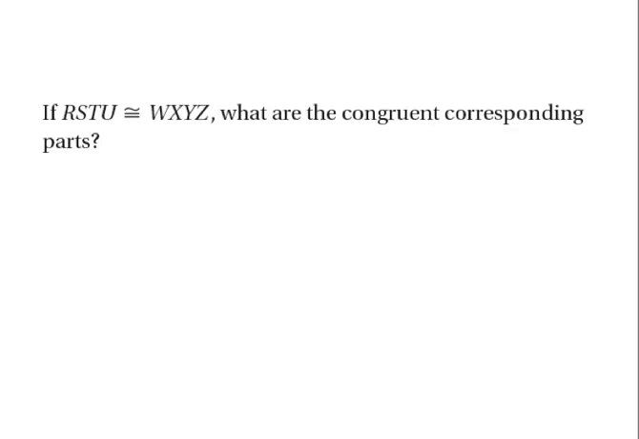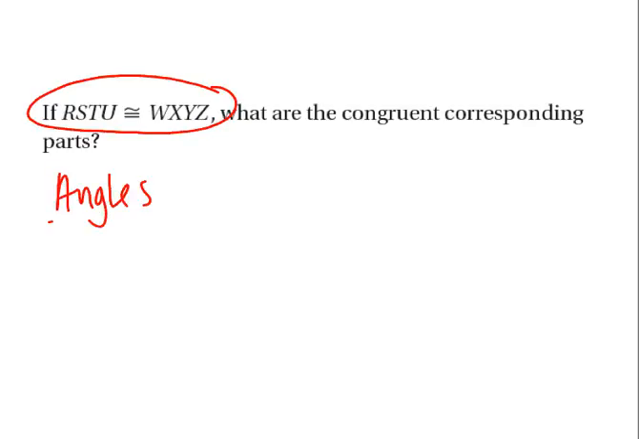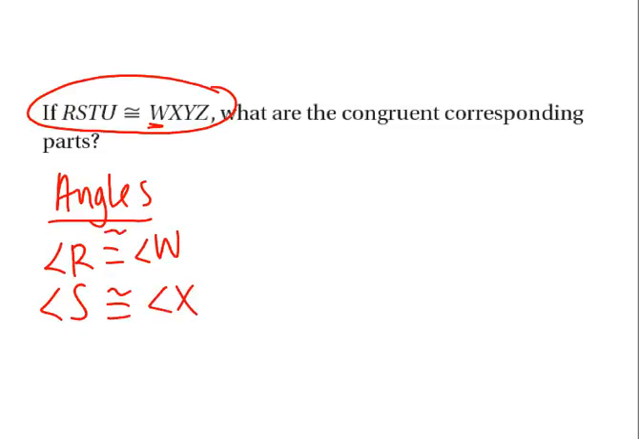So now this time we have an example, but they don't give us a picture. So let's see if we can come up with the corresponding parts just by looking at the congruent statement, okay? So let's start with the angles. Angle R is in the first spot, so it corresponds to angle W. Angle S corresponds to angle X. Angle T corresponds to angle Y. And angle U corresponds to angle Z.